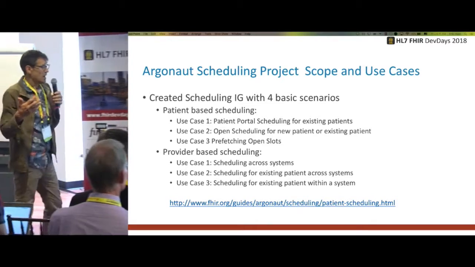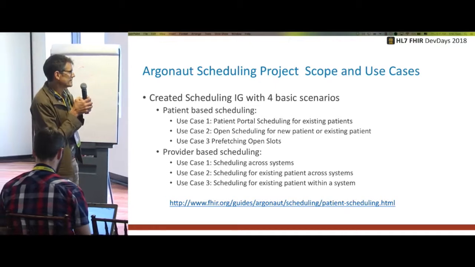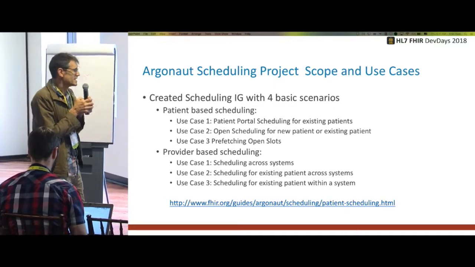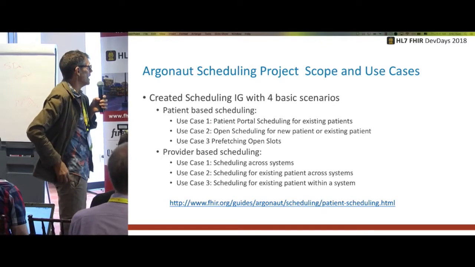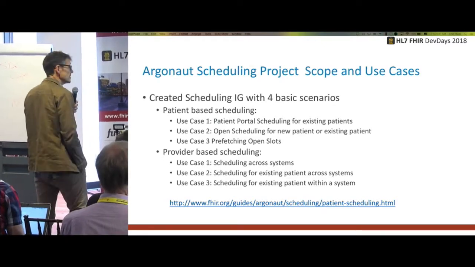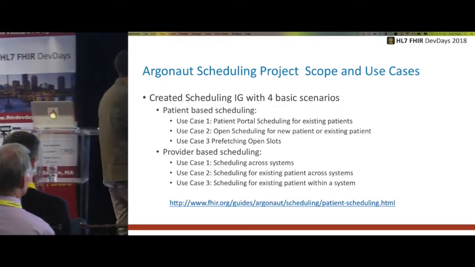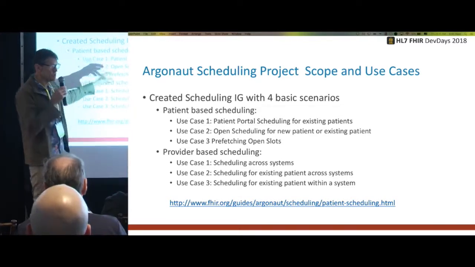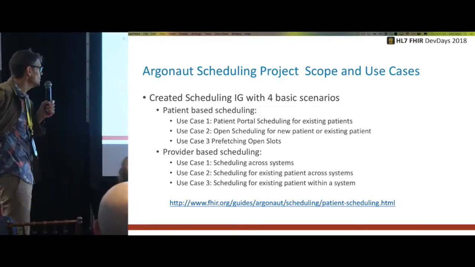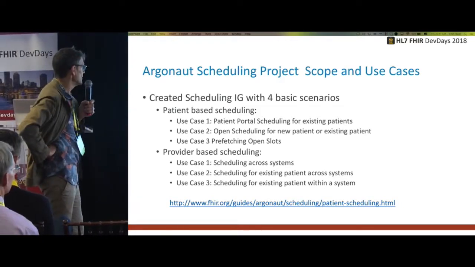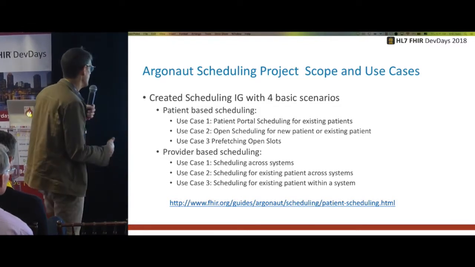Okay, so the bottom line is we create an IG with, I think I see, six basic scenarios. I can't count. In the patient-based scenarios, we have patient portal scheduling with an existing patient. This first one is the base use case, the simplest flow, about 4 steps. Use case 2 is open scheduling with new or existing patients. There are more registration steps in that one.